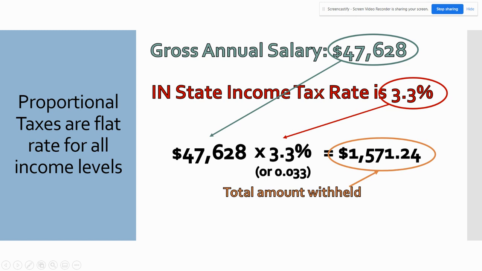When you do this, you always go back to the gross salary. So even though we already calculated federal and that money has been taken out, the state of Indiana and most other states look at this and go back to the gross salary to do theirs. They don't take one out and then see what you're left with and then tax it. They always go back to the gross salary.